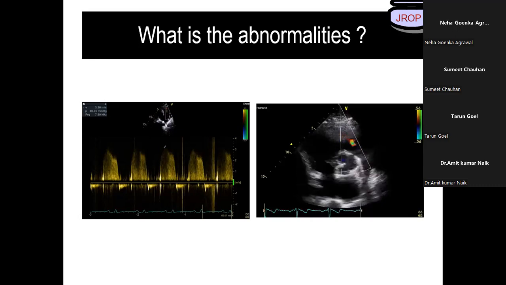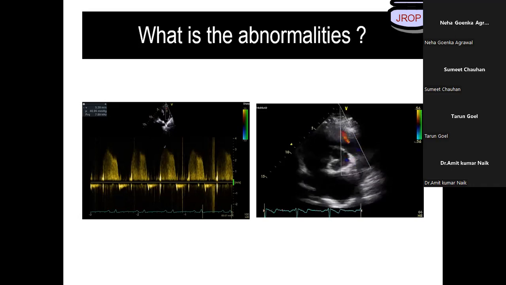Perfect. How will you tell your mean pressure? Suppose this is a gradient of 40. So what is the mean pulmonary artery pressure in this? No, this is already giving you mean. Why 0.6?